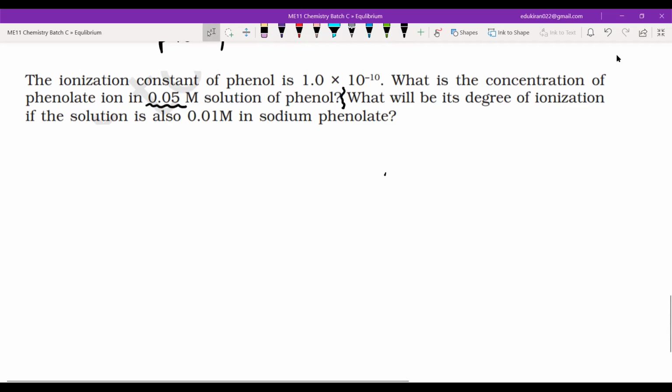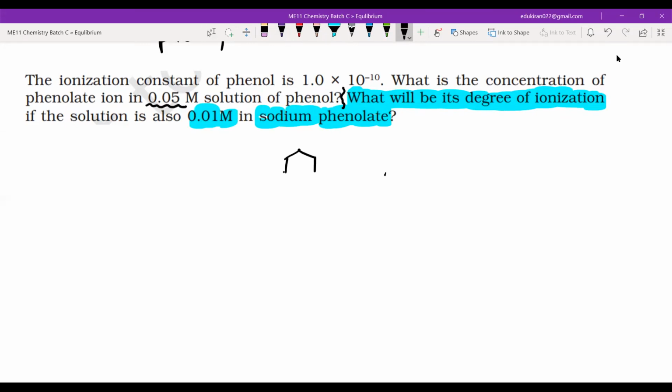Now let us deal with this part of the question. What they are saying is, what will be its degree of ionization if the solution is also 0.1 molar in sodium phenolate. So we are adding two things. We are adding phenol, and we are also adding sodium phenolate, which has a benzene ring, O negative and Na positive. So they are adding this salt and there is this phenol. We have not discussed what will happen if I add two different things in one solution.